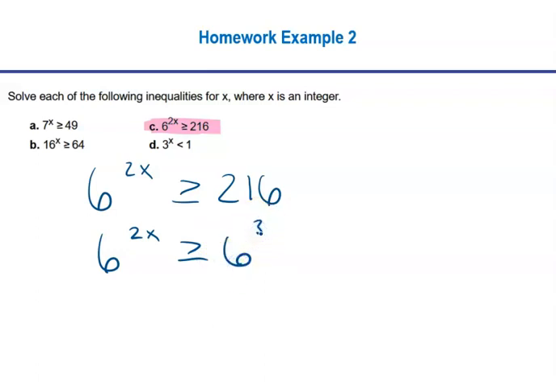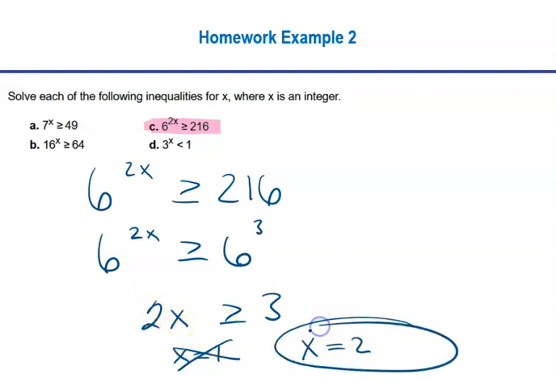Now, once again, because 6 is a number bigger than 1, the higher the exponent, the bigger the overall number. So I know that 2 times some integer has got to be greater than or equal to 3 is the way this is going to have to work out. And if I plug in 1, that's not going to work, right? But if I plug in 2, that would be 2 times 2 is 4, which is greater than or equal to 3. So if x was greater than or equal to 2, we've got this covered.